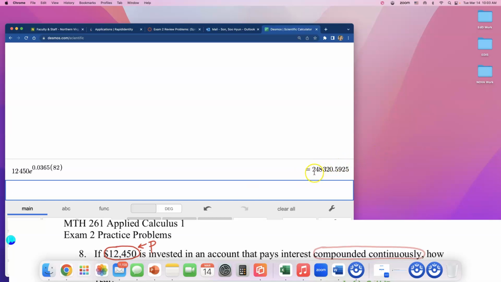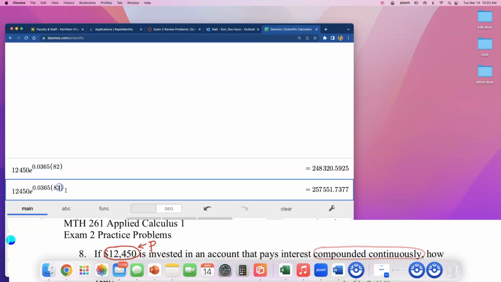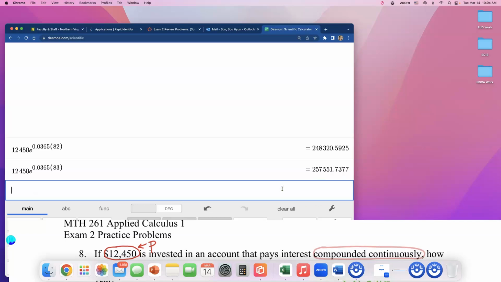That is $248,300, and so that's not quite $250,000 yet. But if I wait 83 years, that's going to be over $250,000. So if you want to have guaranteed over $250,000, then you should wait 83 years. But if you just want to get as close as possible, 82 will be fine. If you put 82 or 83, I'll be happy with either answer, because both are very good answers.